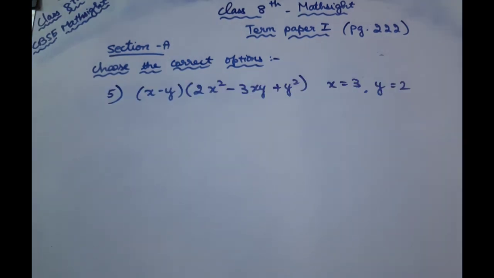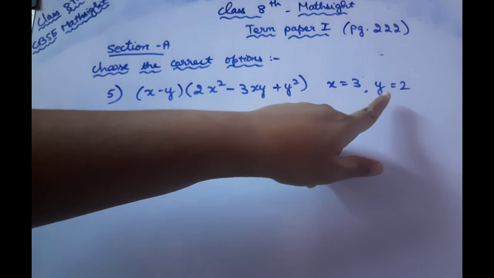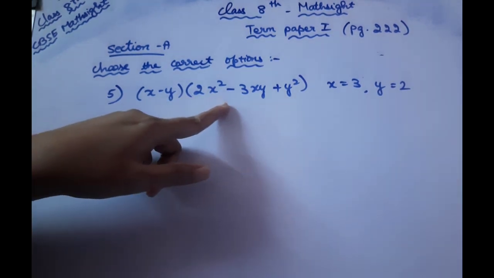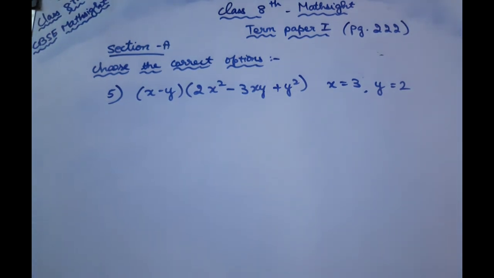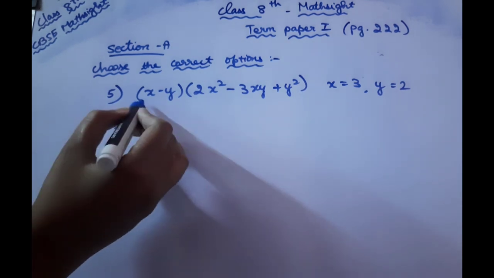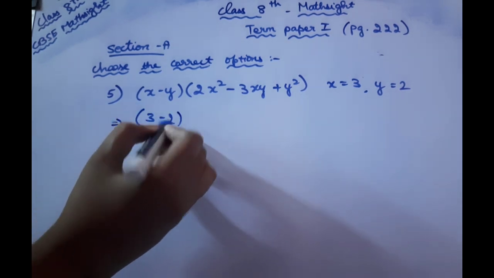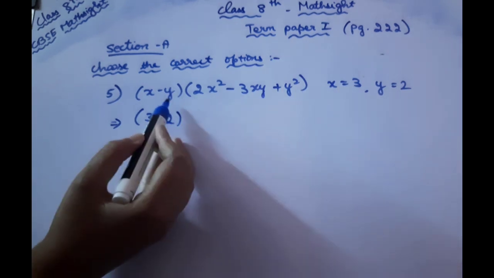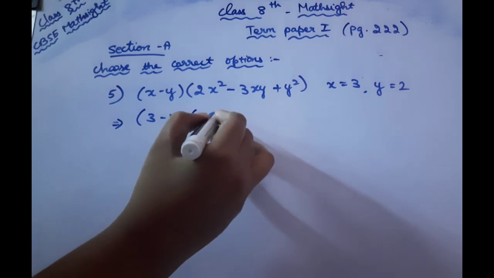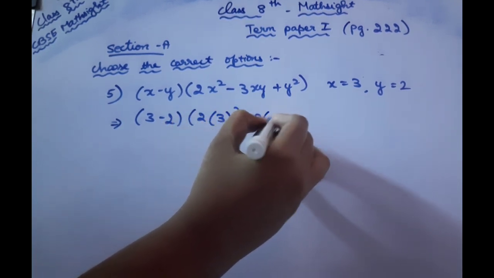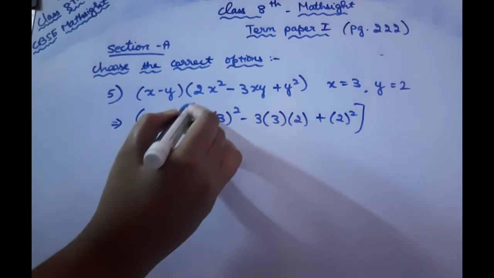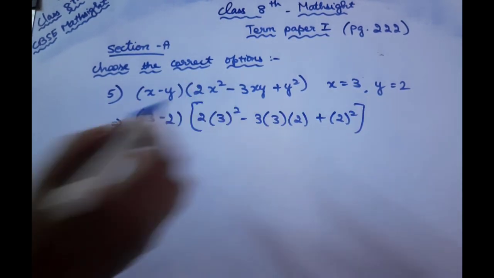We will see the fifth sum. When x is equal to 3 and y is equal to 2, then x minus y, 2x square minus 3xy plus y square is. We need to find the value by substituting x equal to 3 and y equal to 2. Instead of x, we substitute 3, and instead of y, we substitute 2. So we have 3 minus 2, 2 into 3 square minus 3 into 3 into 2 plus 2 square.